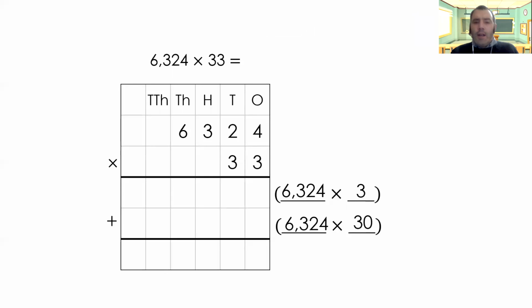Our 2 calculations, 6,324 multiplied by 3 and 6,324 multiplied by 30. So those are the 2 calculations we've got to complete. So as I said, 3 times 4 is going to give us 12. So we need to complete an exchange there. So going to complete that calculation. The 1 or the 10 is going to go to the next place value column. The 2 is going to go in the 1s column.